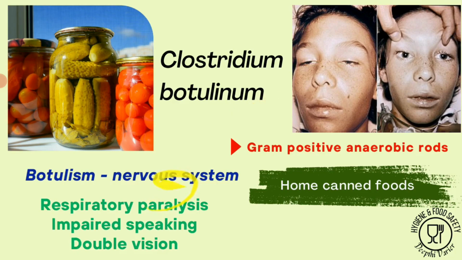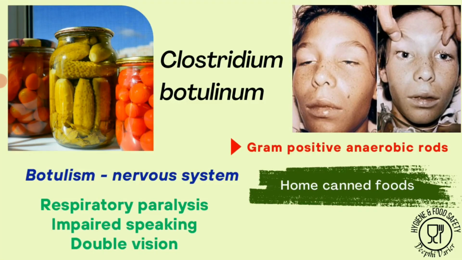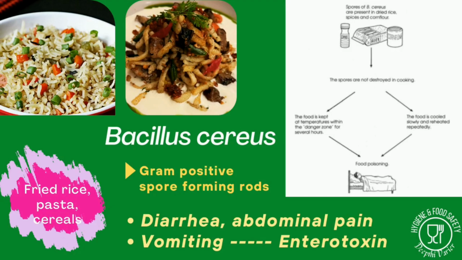So the symptoms are more associated with the nervous system, for example, droopy eyelids, and these are all associated with home canned foods because, like I told you, it's an anaerobic organism. So it's usually found in cans where the canning procedure has not been done correctly, the correct temperatures have not been used. It's usually associated with such foods. So Clostridium botulinum and Clostridium perfringens, both of them produce toxins. However, this is a much milder version, whereas botulinum causes a much more serious disease called botulism, which affects the nervous system. The next organism we have is Bacillus cereus.